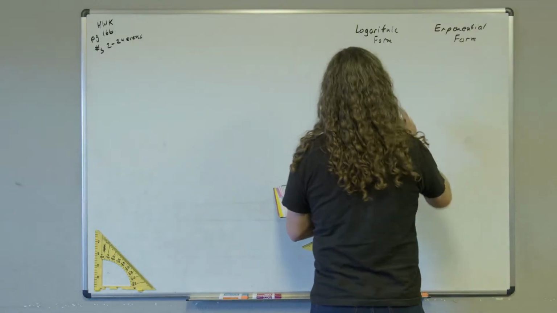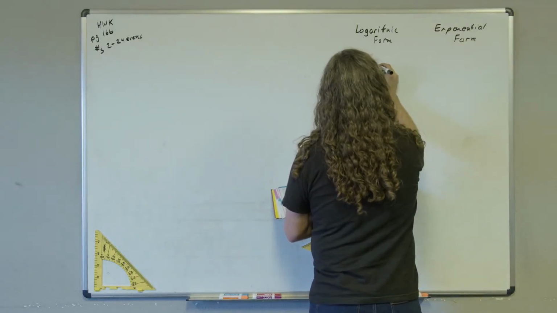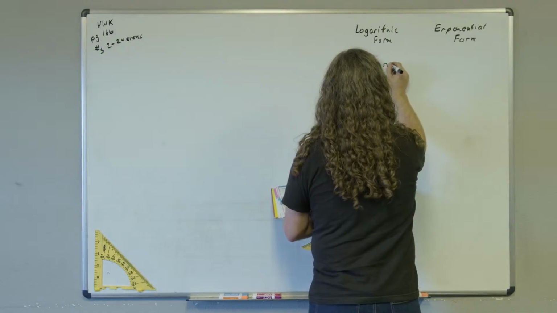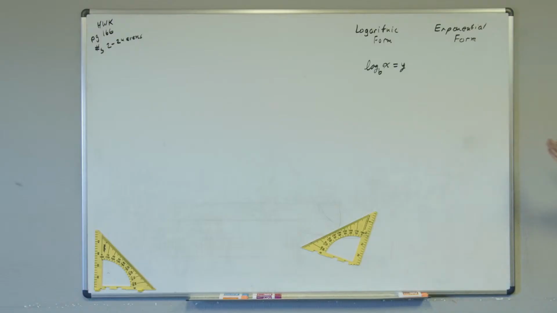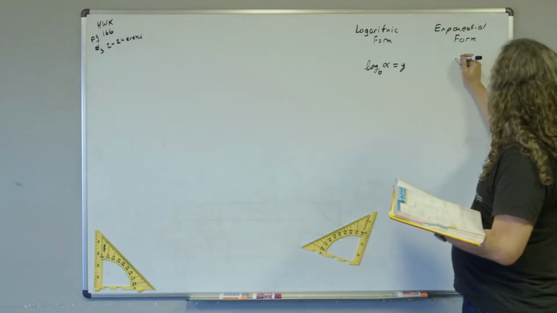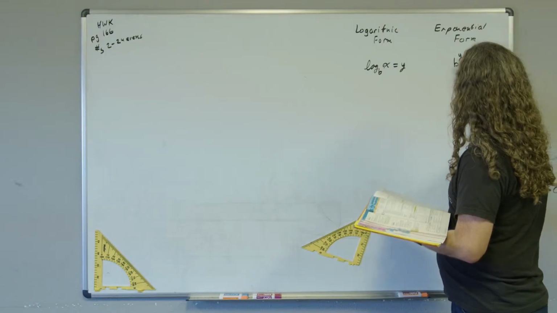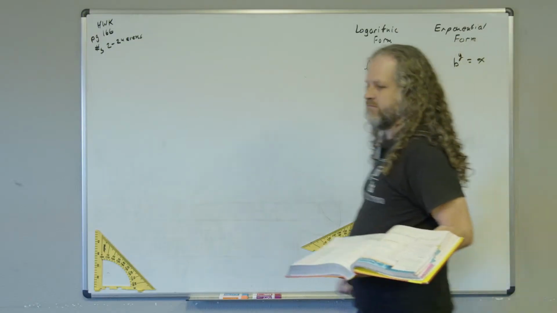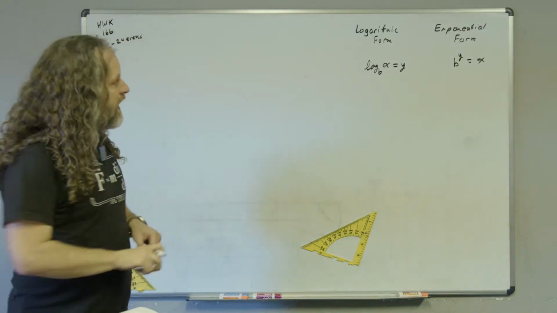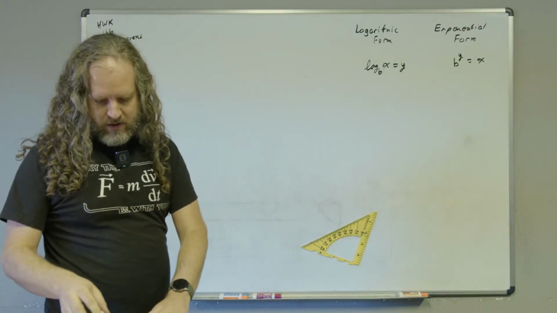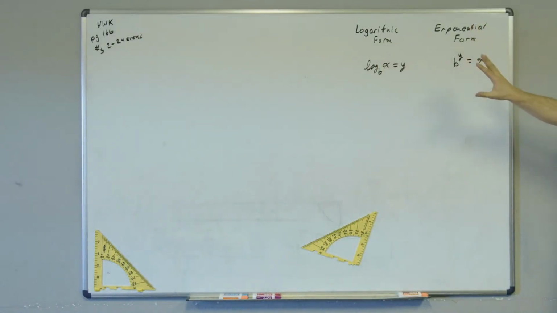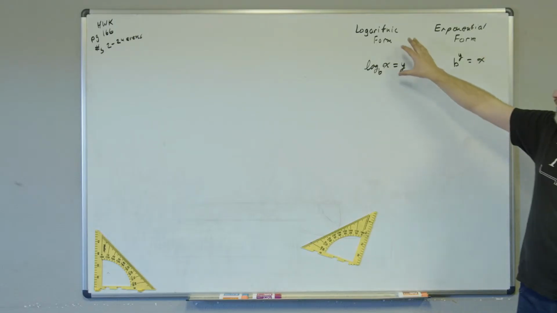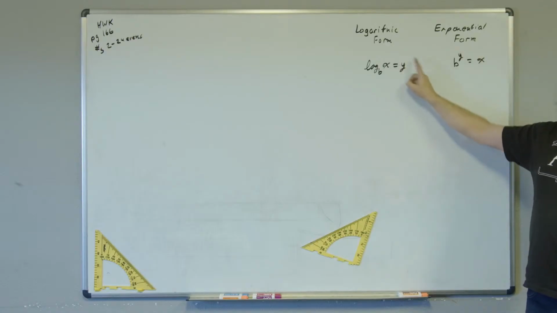Logarithmic form looks like this: the log base b of x equals y. Now, to convert that to exponential form, it's the base b to the y equals x. So the exponential form focuses on the result of the power, that's what the highlight is on. The logarithmic form focuses on the exponent.